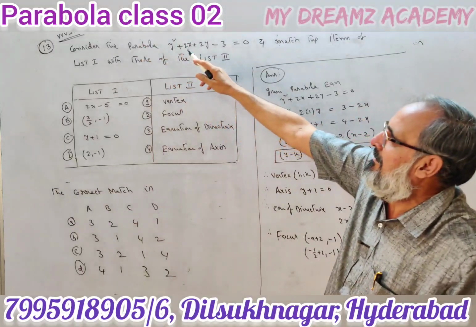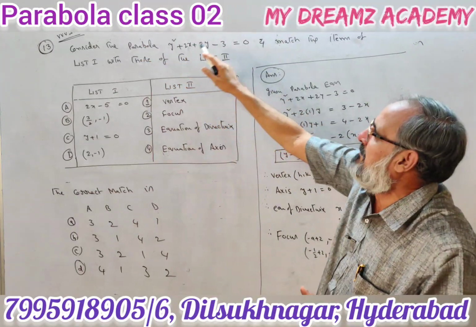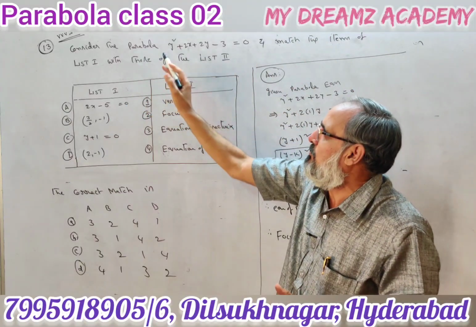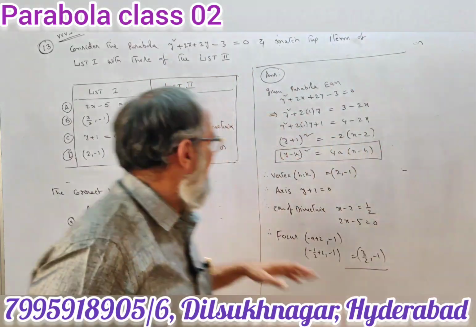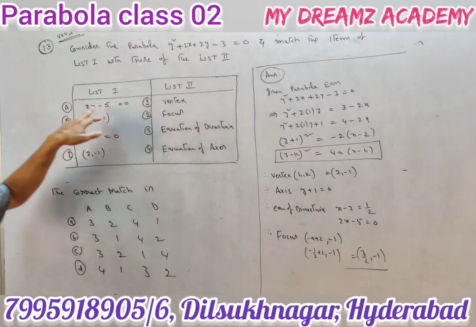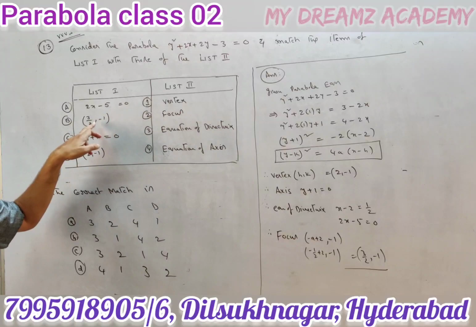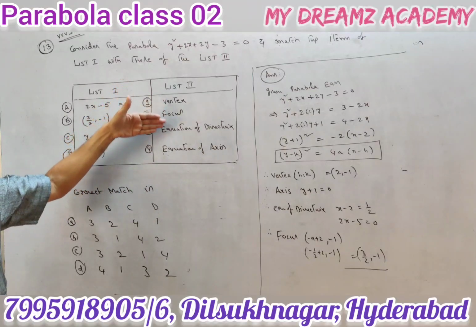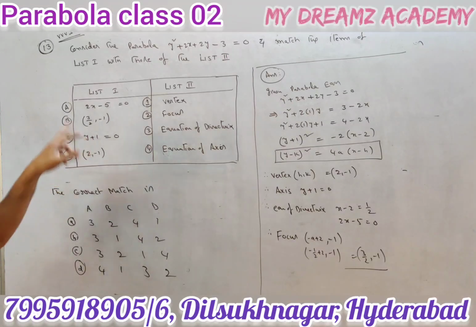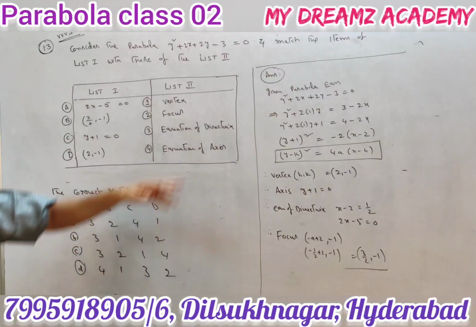Consider the parabola equation given: y square plus 2x plus 2y minus 3 equals 0. Match the items of list 1 with those of list 2. List 1 asks for the vertex, focus, equation of directrix, and equation of axis, and list 2 gives some values. Which will be the correct match?